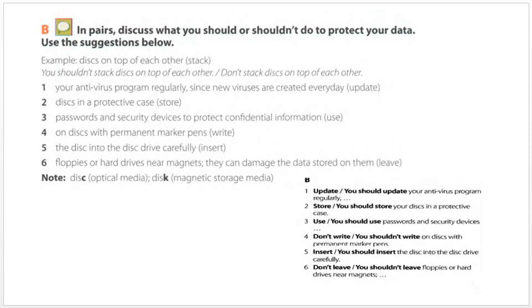Your antivirus program regularly, since new viruses are created every day. Update. You should update your antivirus program regularly. Update your antivirus program regularly. See here, store your desk in a protective case. You should store your desk in a protective case. Okay, please do it with yourself.